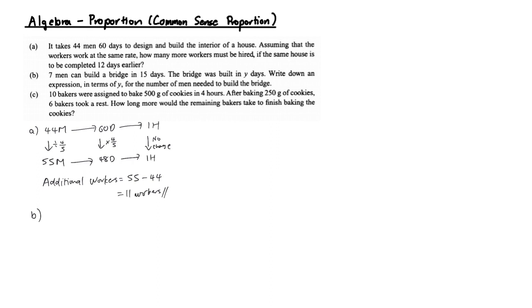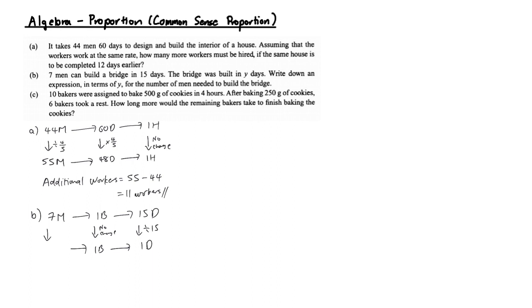Now let's look at B. 7 men can build a bridge in 15 days. So 7 men, 1 bridge, 15 days. Now the bridge was built in Y days. So you're talking about still 1 bridge, so no change here. This will still be 1B. Now from 15 days, you want to get to Y. So what I do is I divide by 15 first to get 1 day here. Then think about the relationship between men and days.